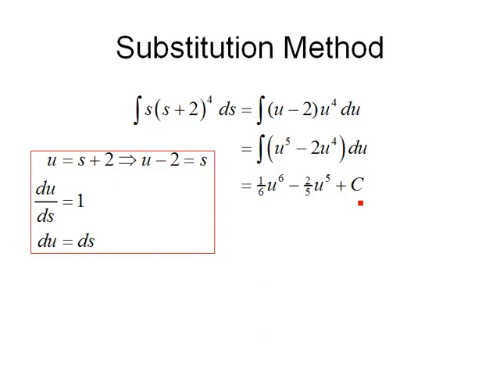Our antiderivative is now complete, but to finish the problem, we need to put our u back in. So what that leaves us with is 1/6 times the quantity s plus 2 to the sixth minus 2/5 times the quantity s plus 2 to the fifth plus c.